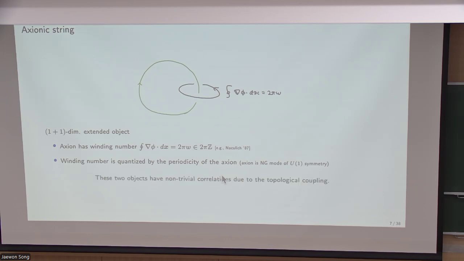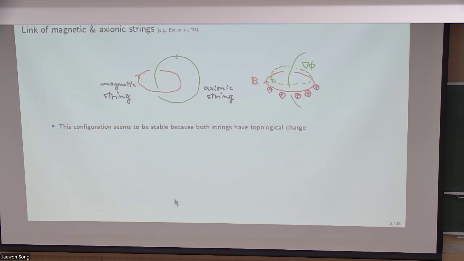Again, so these two objects have non-trivial correlation due to the axion-photon coupling. For example, we consider the linked configuration of the magnetic string and the axionic string. So this configuration seems to be stable because both strings have topological charges. However, this configuration is non-trivial because there is a fractionally induced electric charge on the magnetic string.